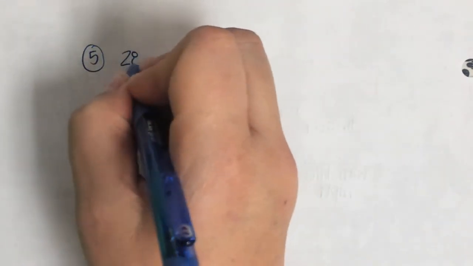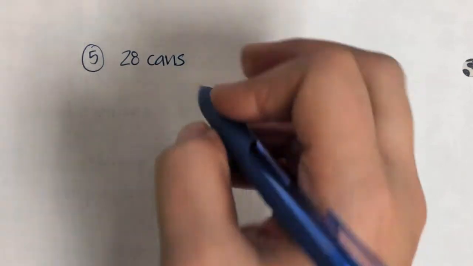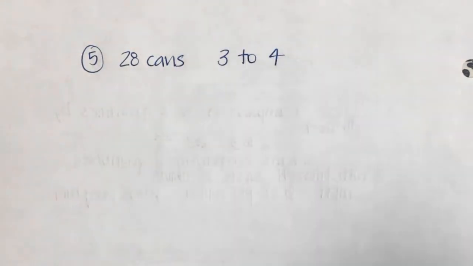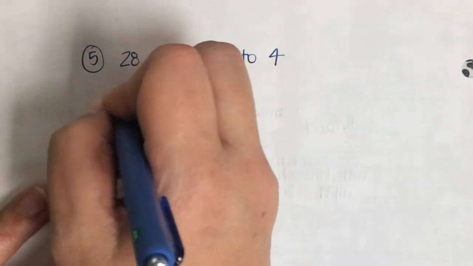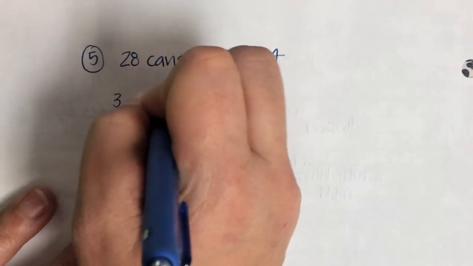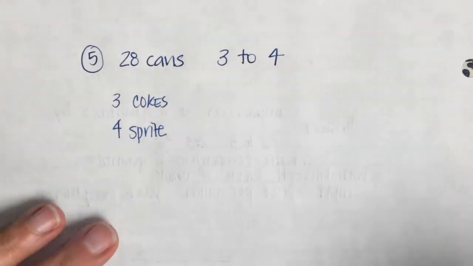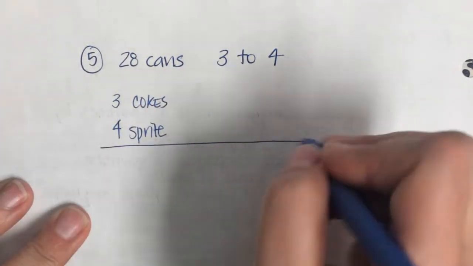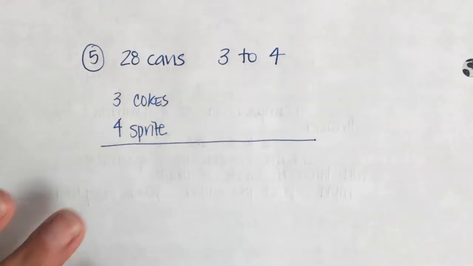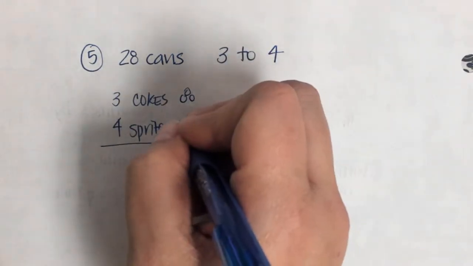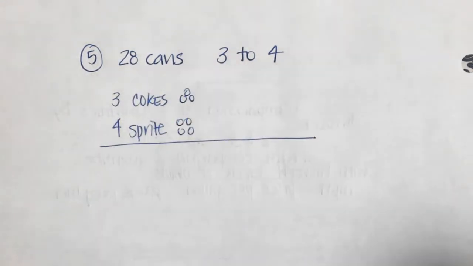So looking at number 5, it says divide 28 cans of soda into 2 groups so that the ratio is 3 to 4. All right, we're going to give our soda names. We're going to say we have 3 Cokes and 4 Sprite. Okay? So, if I have a ratio of 3 to 4, that means I have 3 Coke cans here, and I have 4 Sprite cans there.